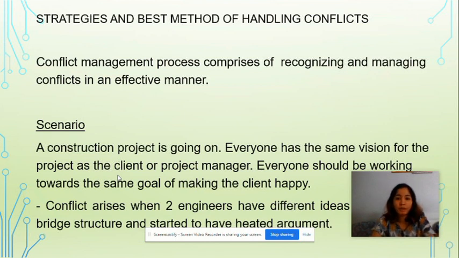The conflict management process comprises recognizing and managing conflict in an effective manner. Here is a scenario that I created. A construction project is going on. Everyone has the same vision for the project as the client or project manager. Everyone should be working toward the same goal of making the client happy. In this scenario, conflict arises when two engineers have different ideas on creating a bridge contract and start to have a heated argument.